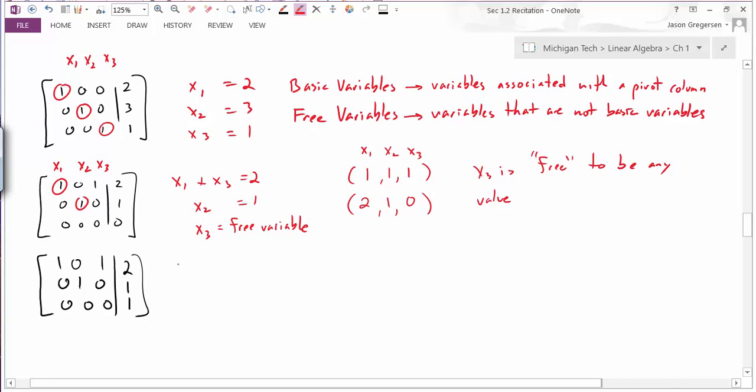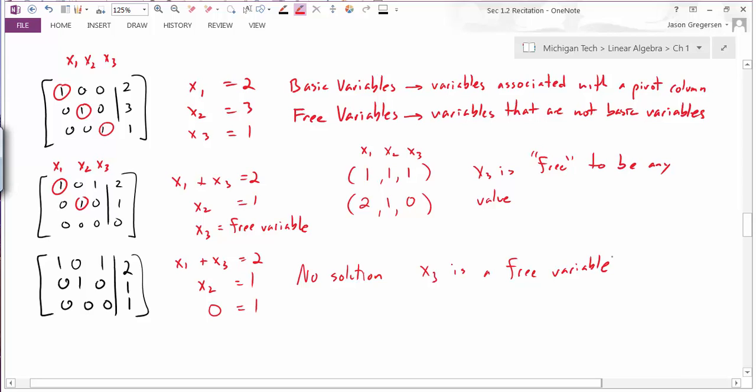The first equation says that x1 plus x3 is equal to 2. The second equation tells me that x2 is equal to 1. But the last equation tells me 0x1 plus 0x2 plus 0x3 equals 1. Well, this is never true. Thus, this tells us there's no solution to this system. But if I look at x3, if I look at that third column, it is not a pivot column. Therefore, x3 is a free variable.